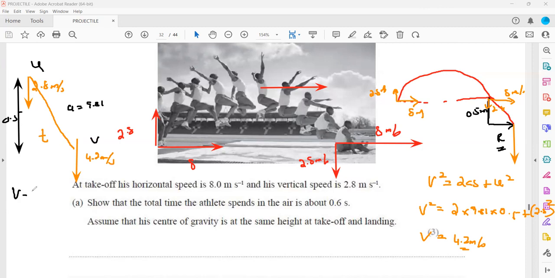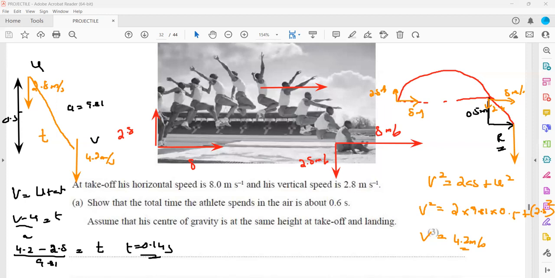So v equals u plus at. But if I need time, it is (v minus u) divided by a equals t, where v is the final speed, 4.2, u is the initial speed, 2.8, and acceleration is due to gravity, 9.8. This will give us how much time it will take to fall this 0.5 meter or 50 centimeters.